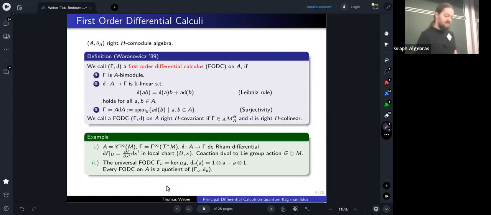Okay, so for this universal calculus, I said every other calculus is a quotient of this one. So this is a kind of maximal choice. Or if you want to say it in a different way, the first order differential calculi form a monoidal category, and the universal calculus is the terminal object in this category.